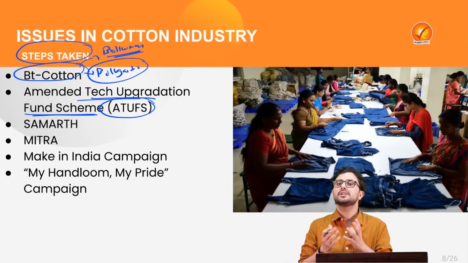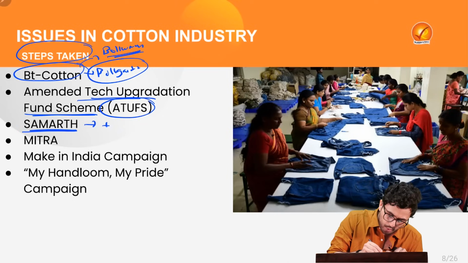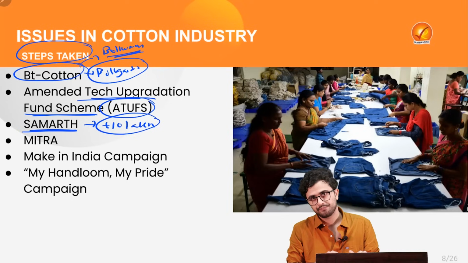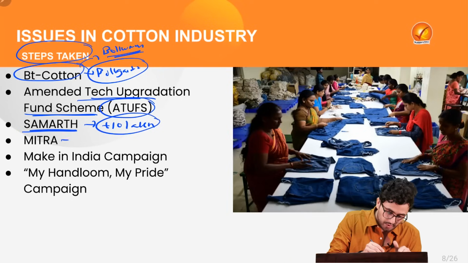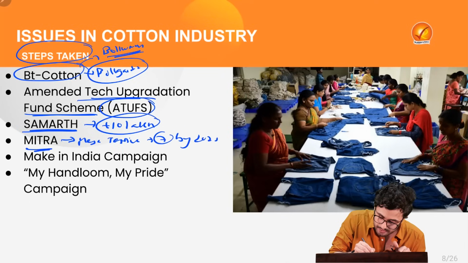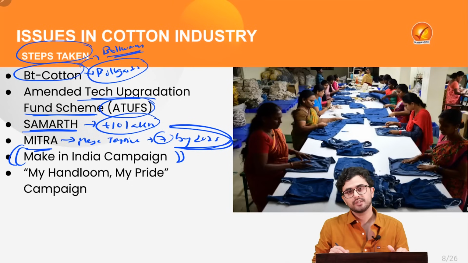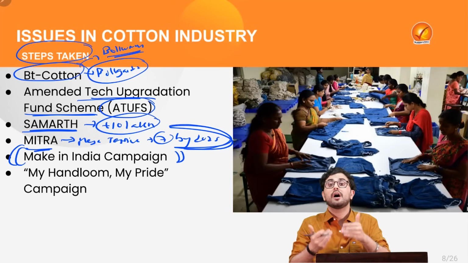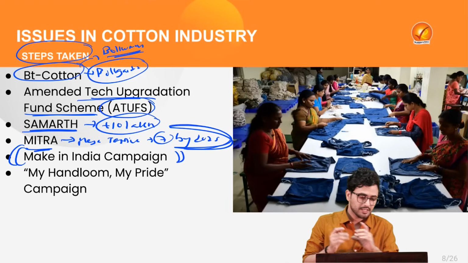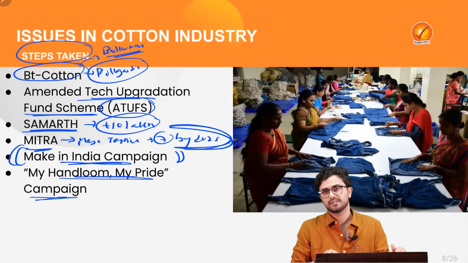Further, for capacity building in the textile sector, the government has launched the Samarth scheme, under which we are providing skills to more than 10 lakh workers in the textile sector. The government is also planning to create mega textile parks, almost 7 by the year 2025. At the same time, to increase production as well as to make people aware about domestic handloom products, the government has launched initiatives such as the Make in India campaign and the My Handloom, My Pride campaign respectively.